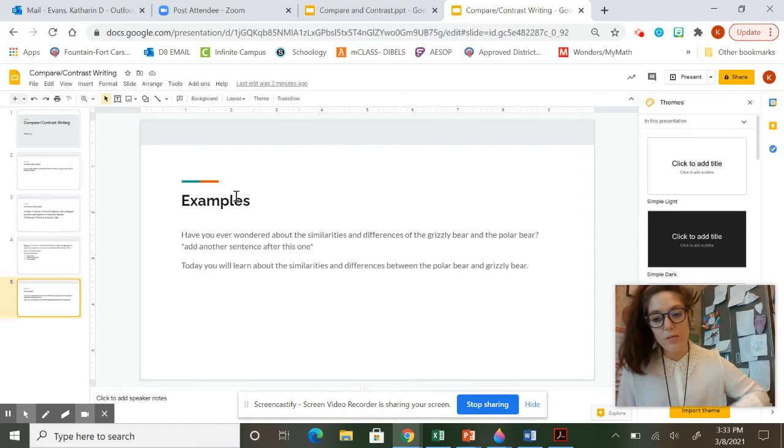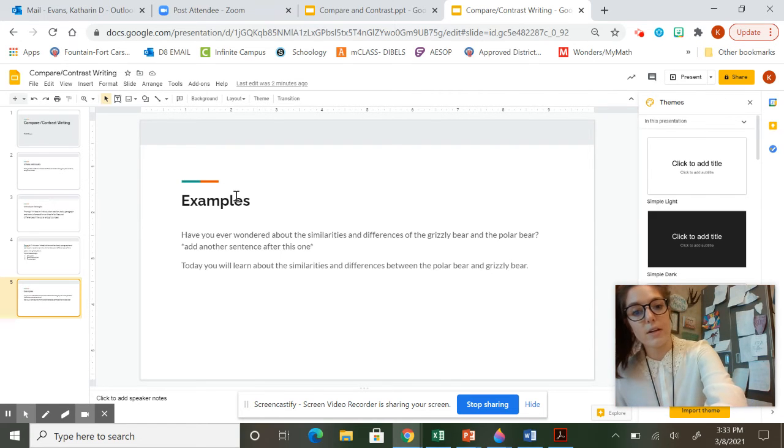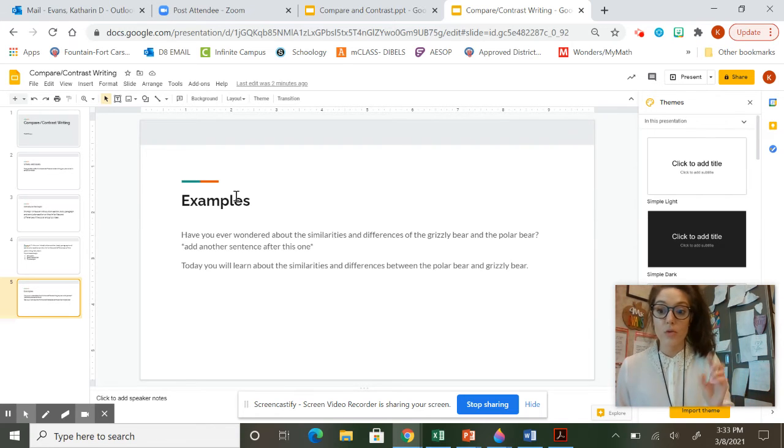So here are some examples of what you can write in your topic sentence or topic section. Have you ever wondered about the similarities and differences of grizzly bear and the polar bear? And then you would add another sentence after that one. Notice how I started with correct punctuation and a capital letter and ended with correct punctuation. Then when it says add another sentence after this one, I want your topic section to include 2 sentences. Your topic section will be 2 sentences.